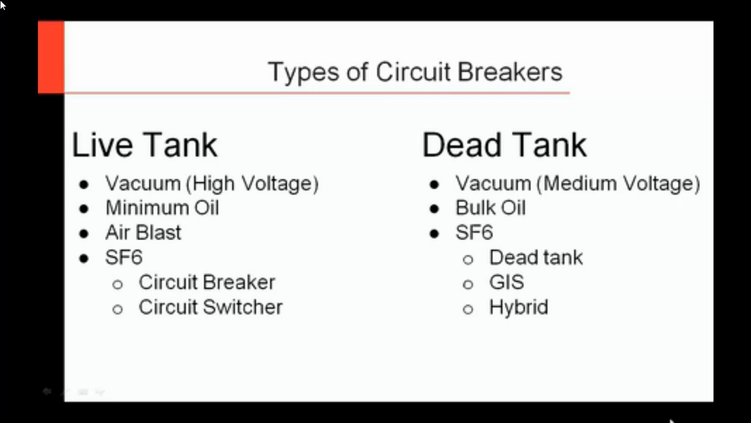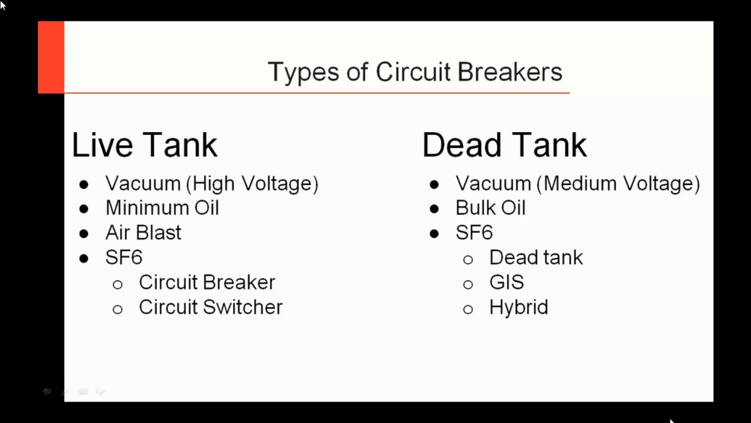So what we'll talk about first is the types of circuit breakers we can see out there, and after that, we'll go on to time and travel analysis. But first, we'll talk about live tank and dead tank circuit breakers. You'll notice that both have very similar insulating mediums. You can have vacuum in live tank, and you have vacuum in dead tank. In live tank, you'll have something called a minimum oil circuit breaker, whereas in dead tank, you'll have something called a bulk oil circuit breaker. There's something in the live tank called air blast that has nothing analogous in the dead tank circuit breakers. But you'll have SF6 circuit breakers and circuit switchers in live tank, and in dead tank you'll have GIS or hybrid type circuit breakers.